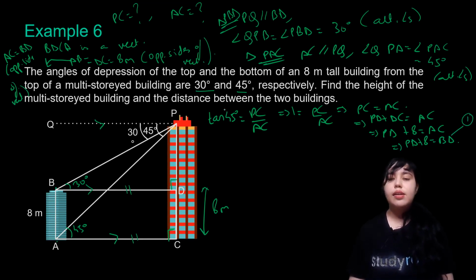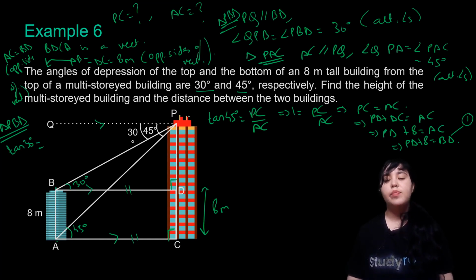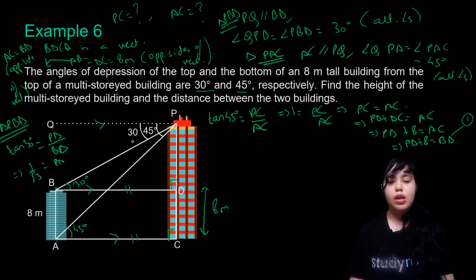Then move back to this triangle PBD. Here again find out tan 30 degree, because basically I want to know the length of the opposite side in order to get the height of this building. So that will be PD, the opposite side, upon BD, the adjacent side. Tan 30 degree is 1 by root 3. It is equal to PD upon BD. So from here, if you cross multiply, you get BD as PD root 3.